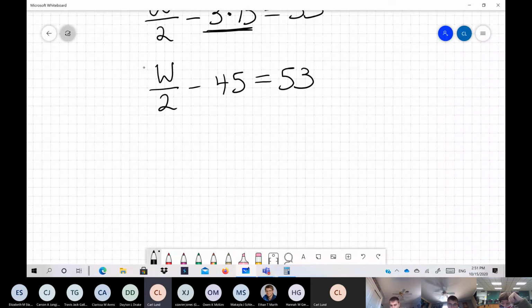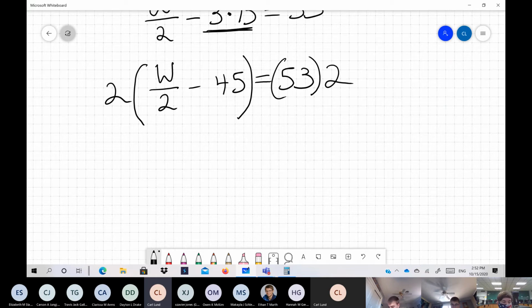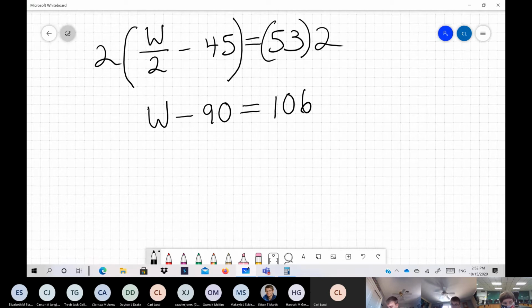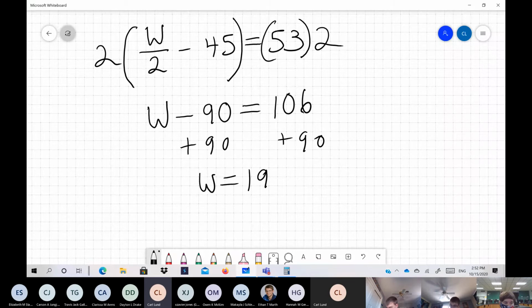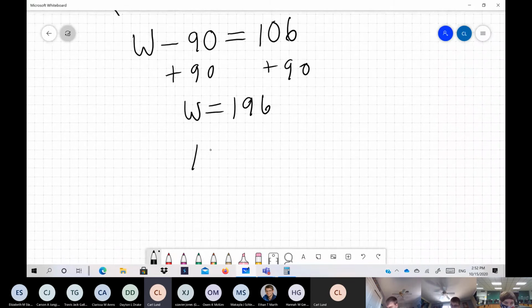And so that means I'm going to take my entire left-hand side and multiply it by 2, and my entire right-hand side, which is just one term, and multiply it by 2. So I'm going to get on the left, W minus 90 equals 106. And now, to get W by itself, I just add 90 to both sides. And I get W equals 196. Again, we don't want a naked number. W is in pounds. So 196 pounds.